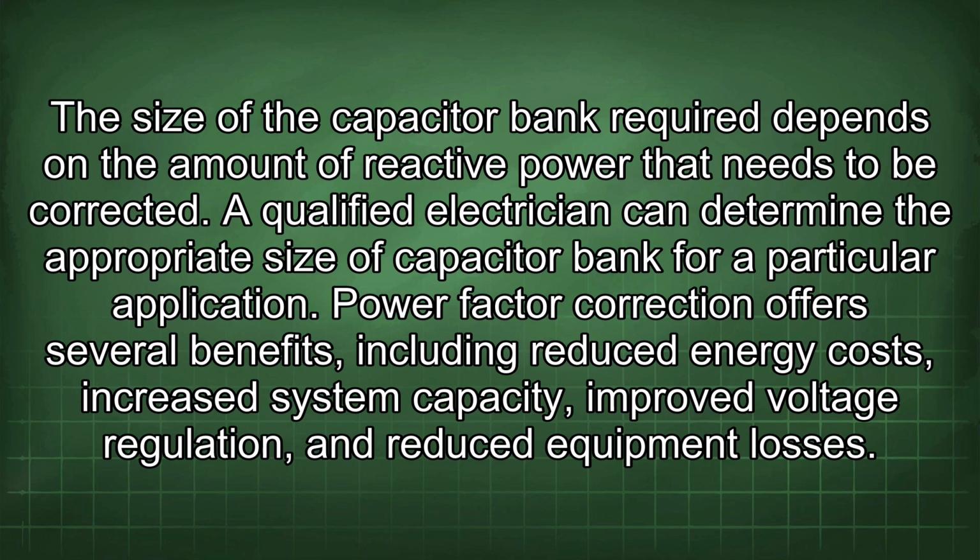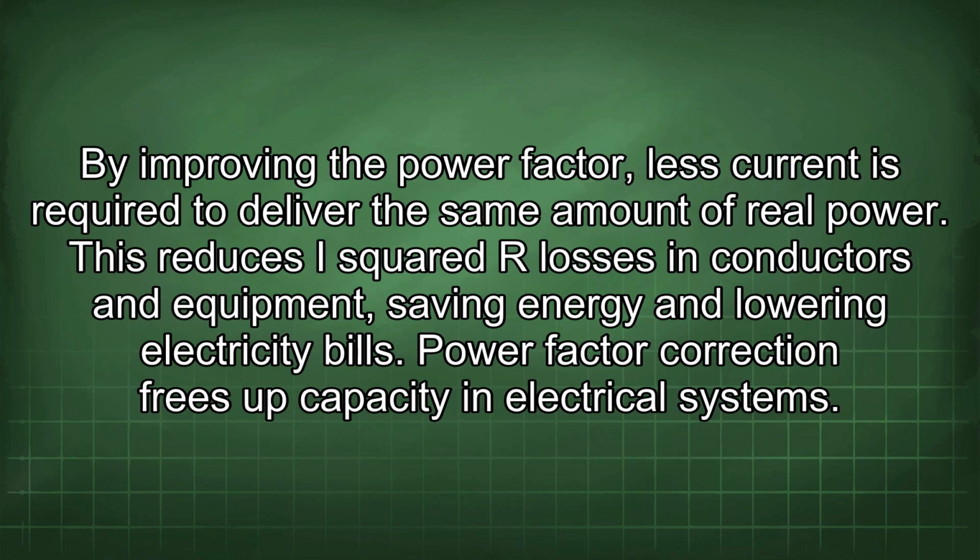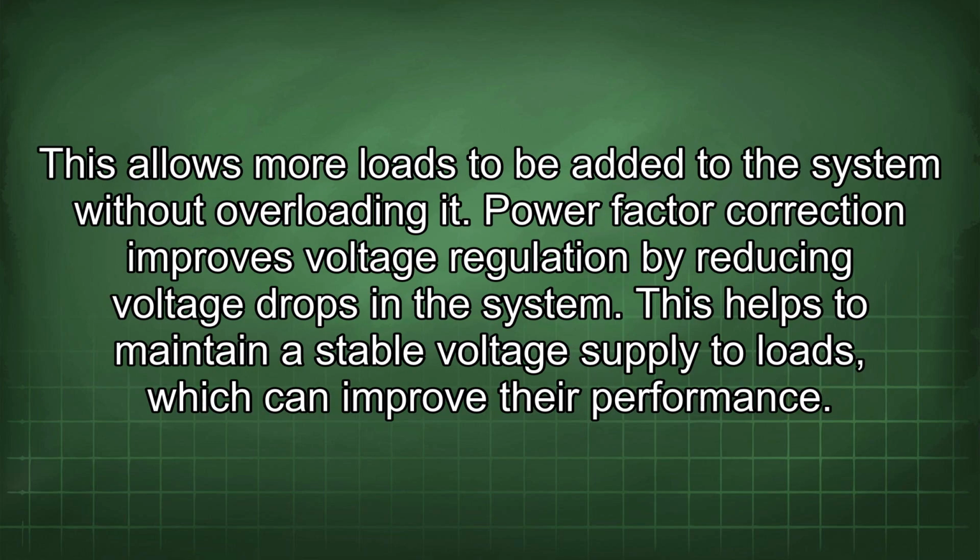Power factor correction offers several benefits, including reduced energy costs, increased system capacity, improved voltage regulation, and reduced equipment losses. By improving the power factor, less current is required to deliver the same amount of real power. This reduces I²R losses in conductors and equipment, saving energy and lowering electricity bills. Power factor correction frees up capacity in electrical systems. This allows more loads to be added to the system without overloading it.